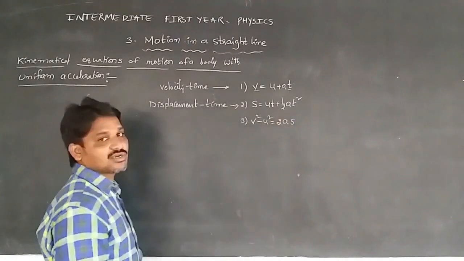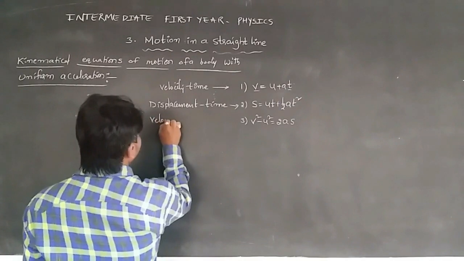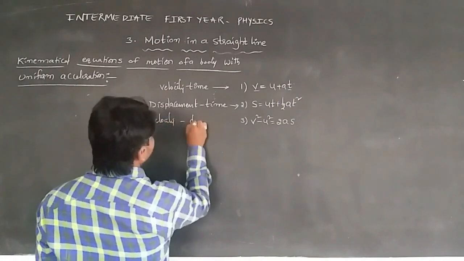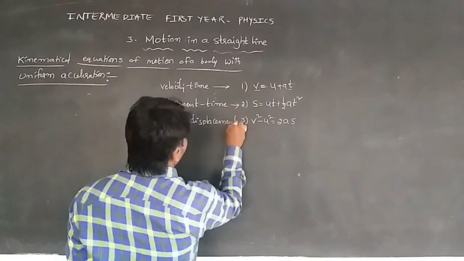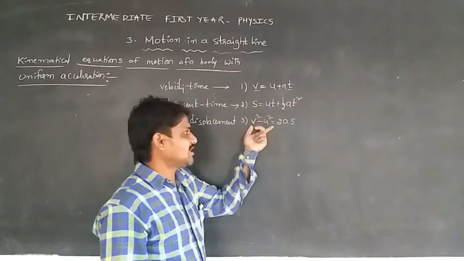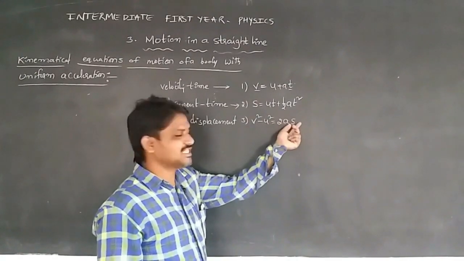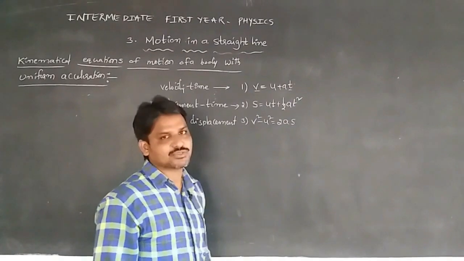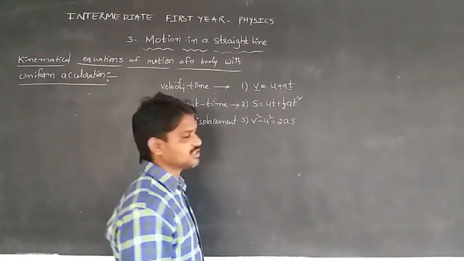This relation is also called the velocity-displacement relation. By using this we can find the retardation and acceleration, as well as the displacement, the initial velocity or the final velocity, and so on.